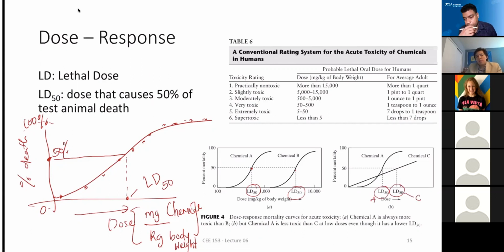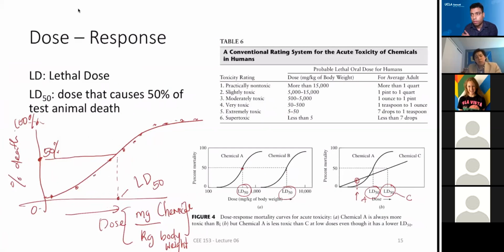So what does that mean? It's interesting. Chemical A does not have high toxicity at low concentrations. If you think of this as your contaminant concentration, chemical C has more toxicity, more mortality, at low concentrations, whereas chemical A has low toxicity at low concentrations. So you have to see those effects. A lot of times you have to think of what kind of chemicals you have and what concentration you are exposed to, and then you look at the lethal dose and all that.